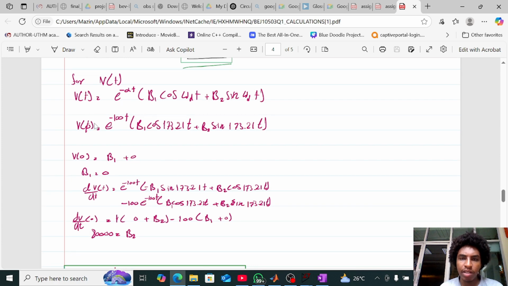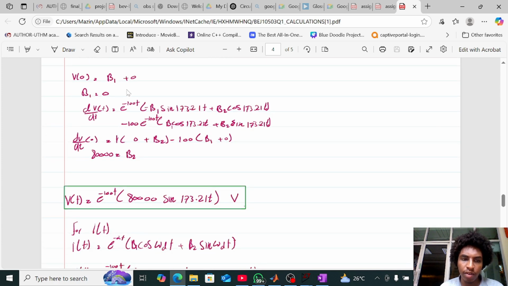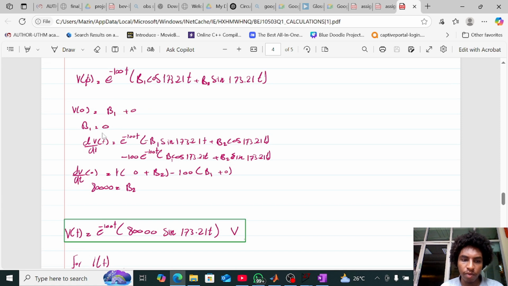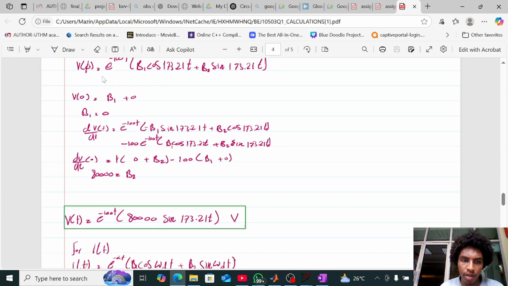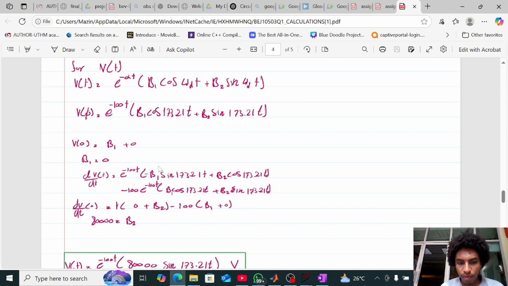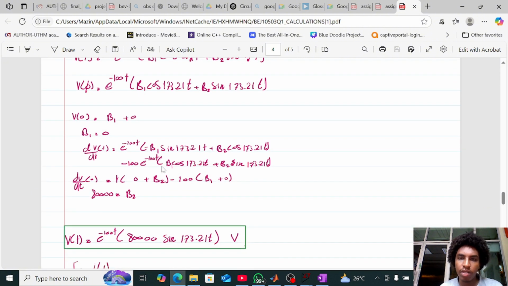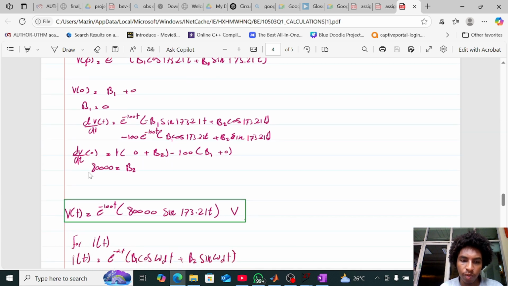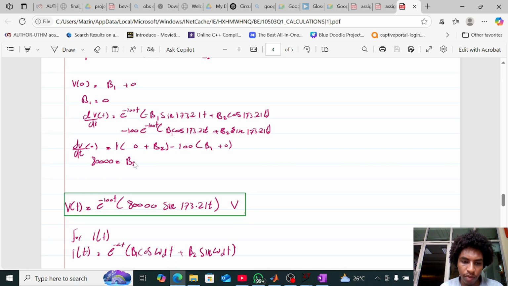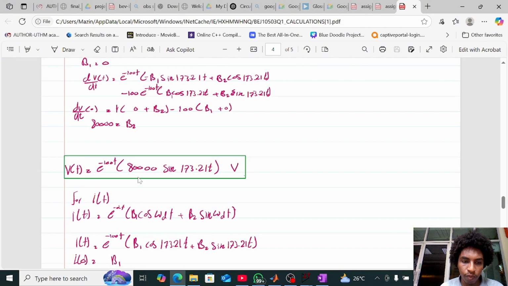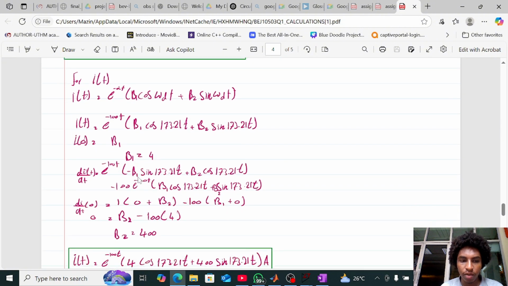First we apply t as 0, since we have v of 0 equal to 0, so the value of b1 equals 0. Then we get the first derivative of this equation, and then again replace t with 0, since we have dv over dt when t equals 0 equal to 80,000. So this is the value of b2. This is the equation for v of t.